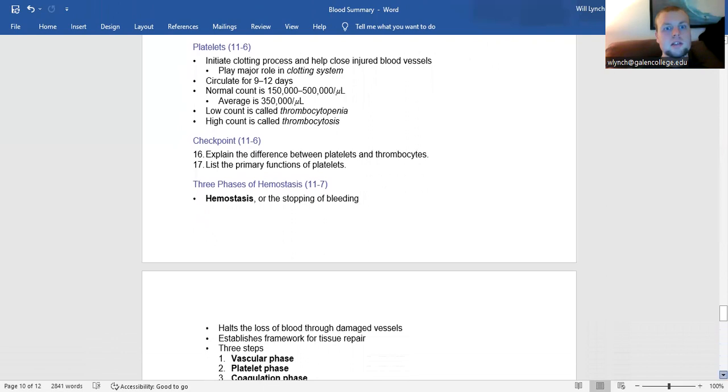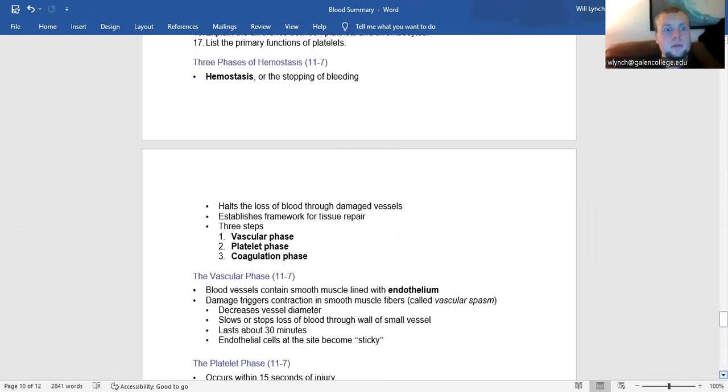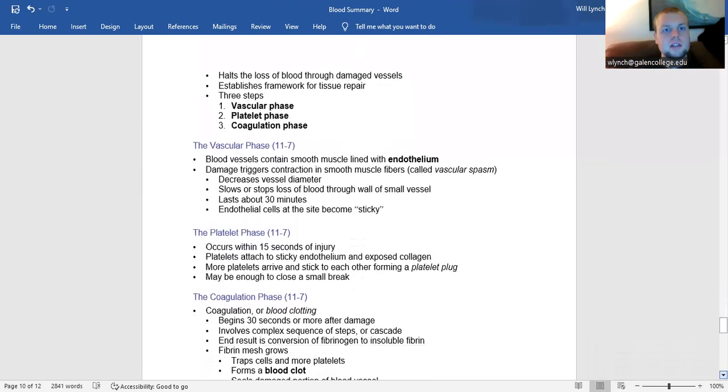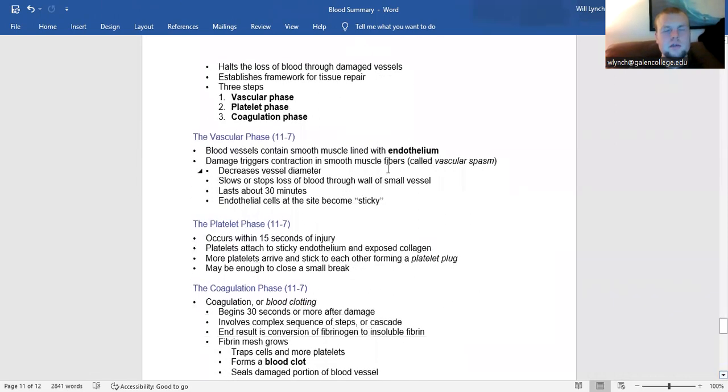Hemostasis is the process of stopping bleeding. So there are 3 phases to hemostasis. First is the vascular phase. The vascular phase is going to happen right away, as soon as injury occurs.